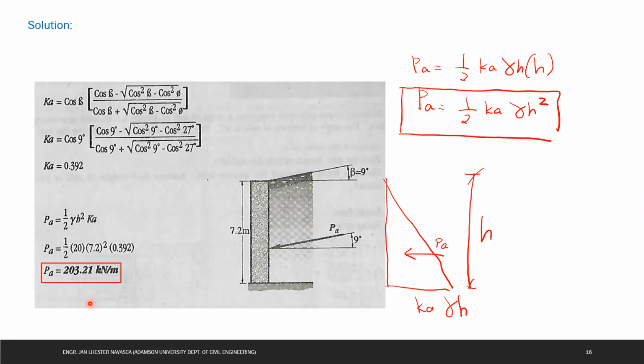Okay, so basically they are the same. Yan, this one, the same siya dun sa concept ng ating horizontal backfill. Kapag horizontal or inclined lang siya, magbabago lang yung coefficient of lateral pressure.